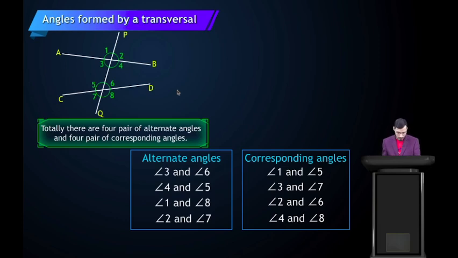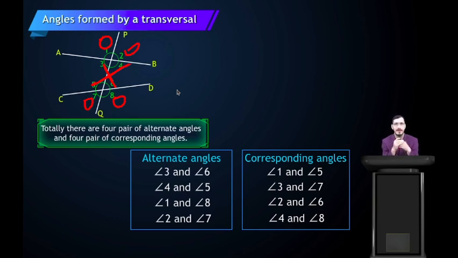Okay, so remember always 3 and 6, 4 and 5, 1 and 8, and 2 and 7. So all four pairs are alternate angles here.